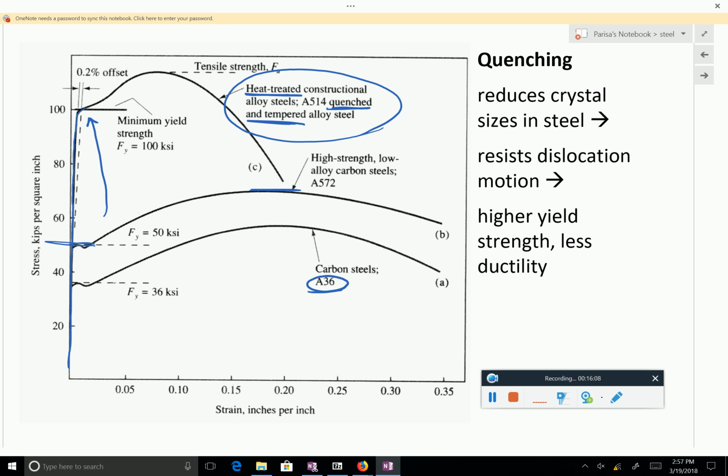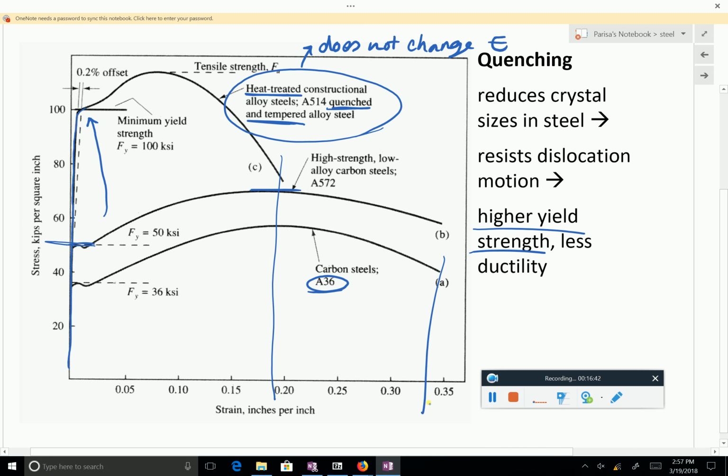And it's kind of easy, right? You know that already what quenching does. It increases the yield, increases the tensile strength, and it doesn't change the elastic modulus. So heat treatment doesn't change the elastic modulus. If it is not written here, we can write it. So it does not change E. What it does is increasing strength and yield. Any questions about this? And at the same time, you see that the ductility has decreased quite a bit.